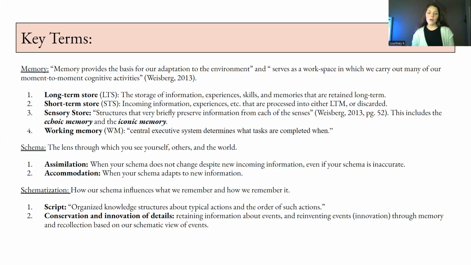And then schematization is mirroring the two, memory and schema. That is how our schema influences what we remember and how we remember it. With this is script, which is what we anticipate to happen, or what we put together even if all the information isn't there. And then you also have conservation and innovation of details when you're taking in information and recalling it. This I will also go over in the next couple of slides.